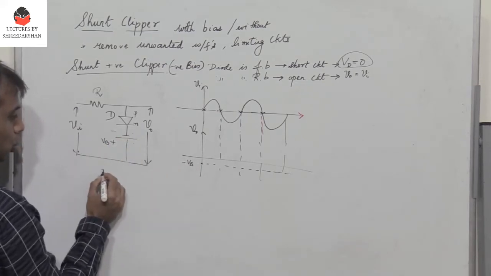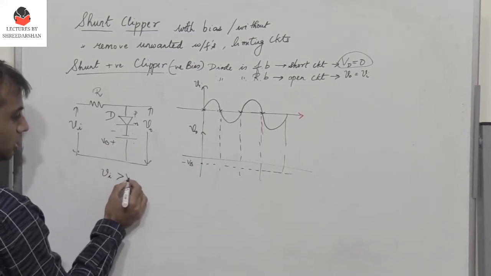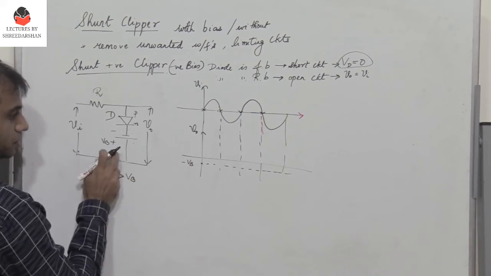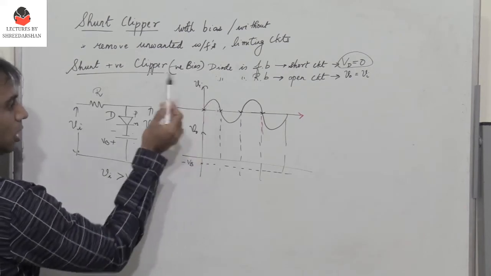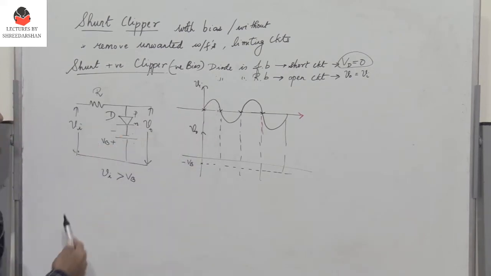So therefore, when the input voltage is greater than VB, whether it is 0 or high, what happens to the diode? Diode is forward biased.